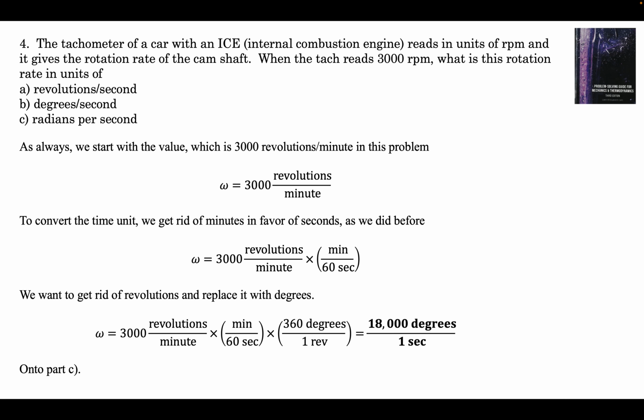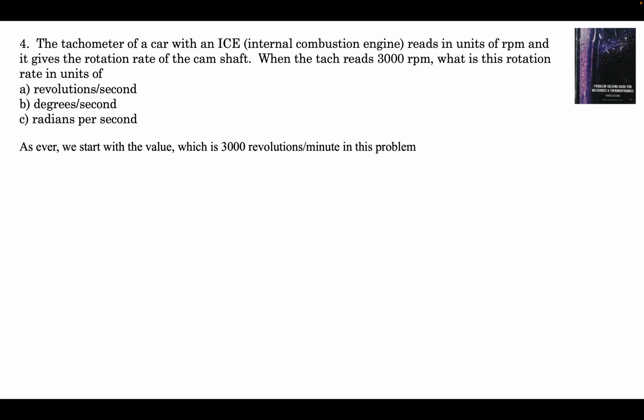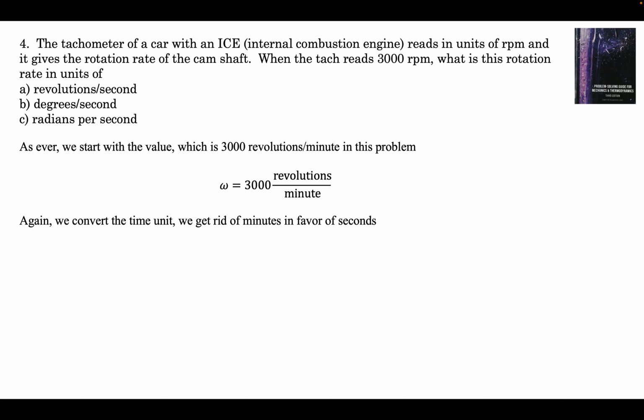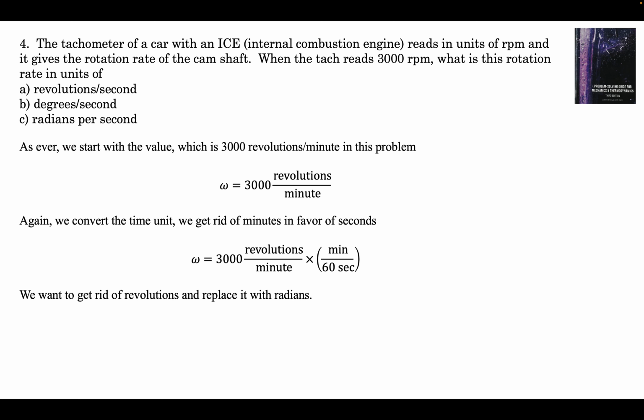On to part C, radians per second. Okay, well, what are we going to start with? It's 3,000 revolutions per minute. Again, the denominator is seconds. We know how to do that. Now we have to go from revolutions to radians. Radians is the natural measure of angle. We put revolutions in the bottom and radians in the top.